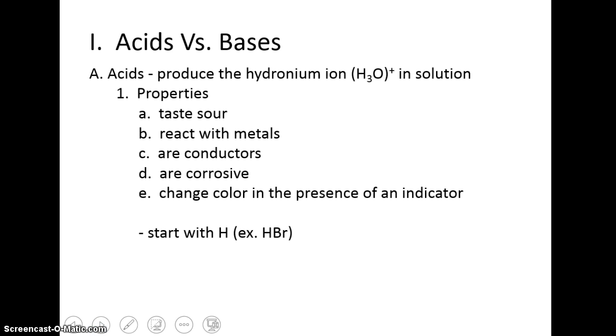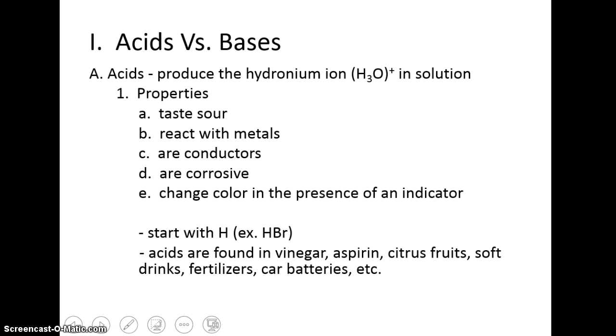And acids usually start with hydrogen. For example, hydrobromic acid is HBr. And acids are found in vinegar, aspirin, citrus fruits, soft drinks, fertilizers, and car batteries.